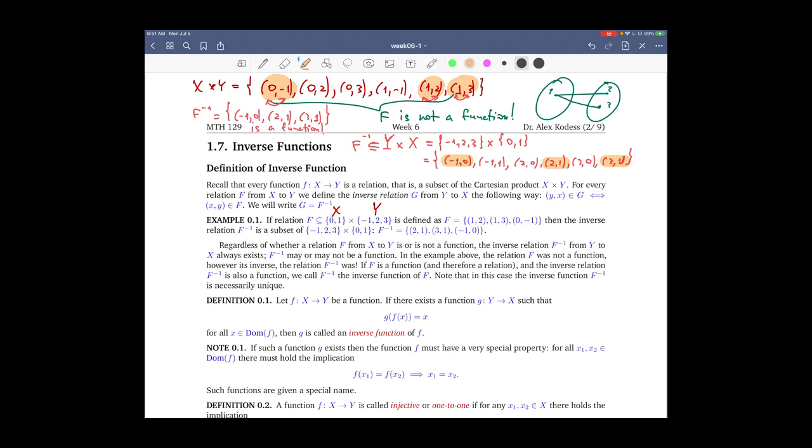Once again, whether or not your relation f is a function, it's always possible to define the inverse relation. If f is a relation from x to y, f inverse is a relation from y to x. Depending on the actual situation, f inverse may or may not be a function. In our example, f was not a function. However, the inverse relation was a function.